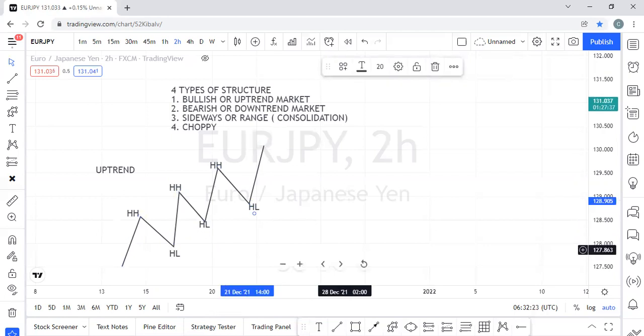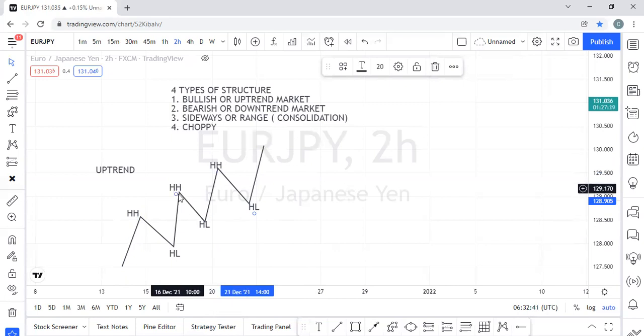You have 3 rules of market structure. The first rule is that the new higher low must be higher than the previous higher low. That is the first rule. And the second rule is that a higher high must be above the previous higher high.